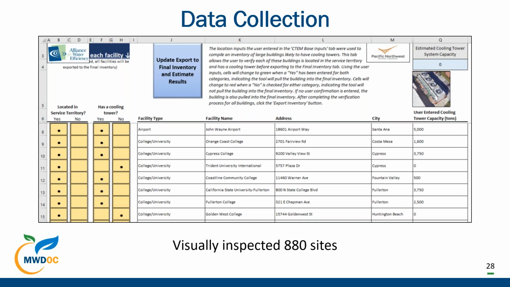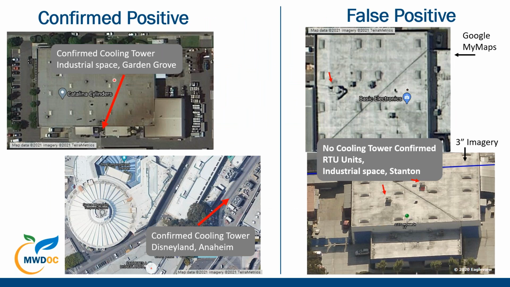You can go to the next slide, and we'll see what the aerial imagery looked like. I did it all via aerial imagery, mostly on Google My Maps, some on this imagery called EagleView, which is 3-inch imagery that I had access to. On the left here, these are confirmed positive sites. These were sites in the CTEM model that it thought might have cooling towers, and they did. At the top left, this one's kind of hard to see, but there's a smaller cooling tower hidden to the side of the building. Some were hidden, you had to really look for them.